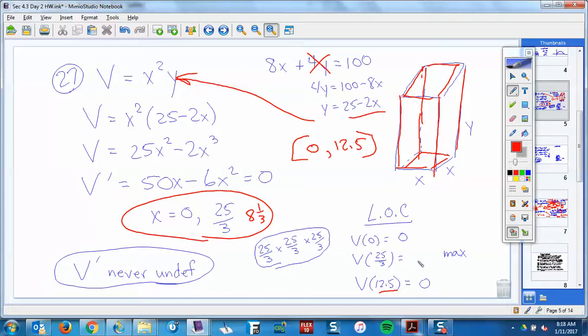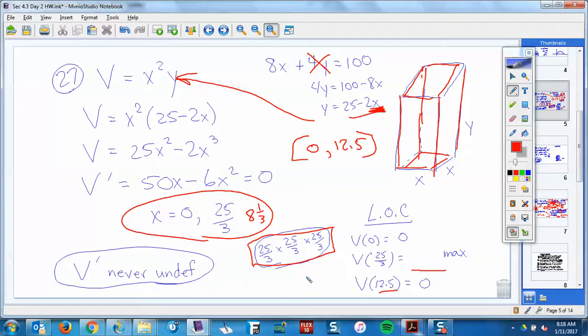Okay, so the biggest it can be is 12.5. So we do our list of candidates. Of course, we get 0 for both of those endpoints. For 25 thirds, whatever that comes out to be, I think this says 578.7 something. But they want the dimensions. So if x is 25 thirds, you put 25 thirds back in and you get 25 thirds for y. Wow, it ends up being a cube. Well, that's not surprising, actually. So you put 25 thirds back in for your x up there, you get your y, and there's your dimensions.